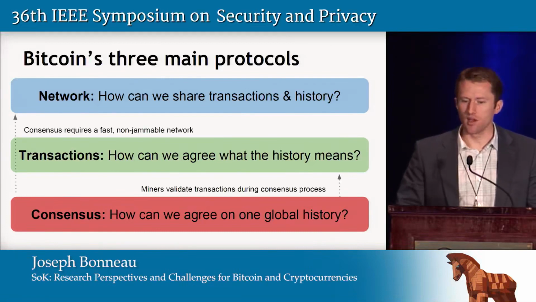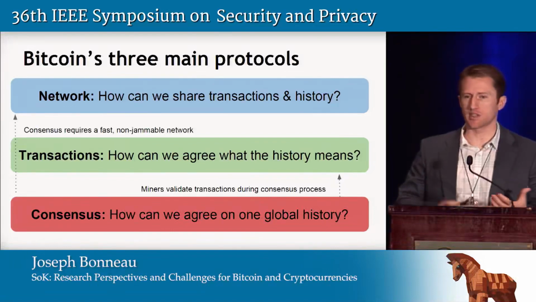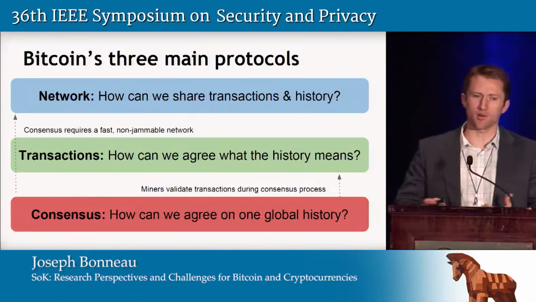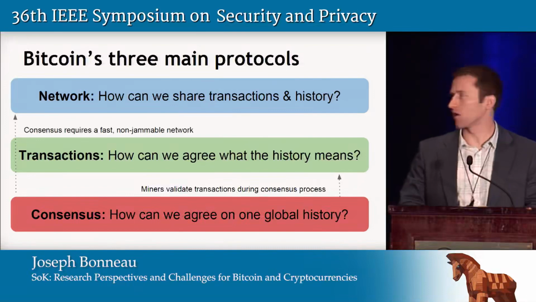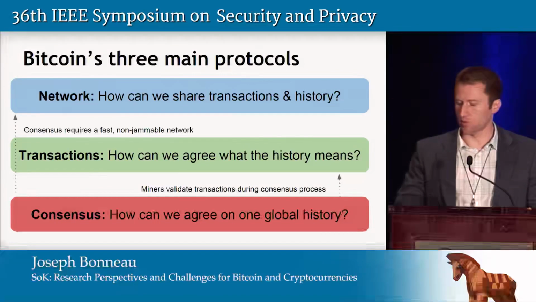So it's not a perfect decomposition. These layers depend on each other a little bit. The consensus layer depends on the transaction layer because the miners have to validate transactions. It also depends on the network layer because the miners have to talk over the network. But at a high level, you can split Bitcoin up into three protocols this way.